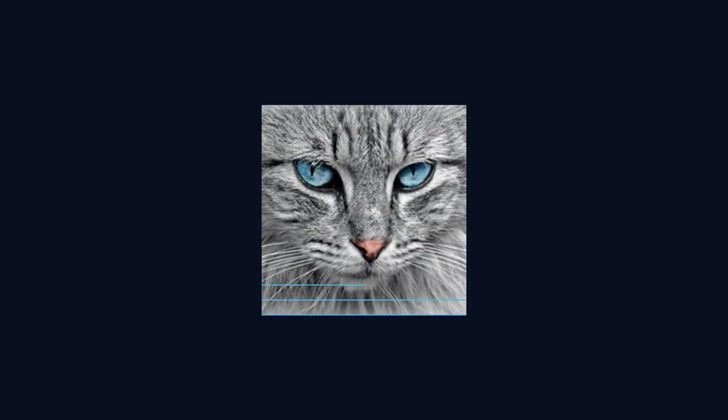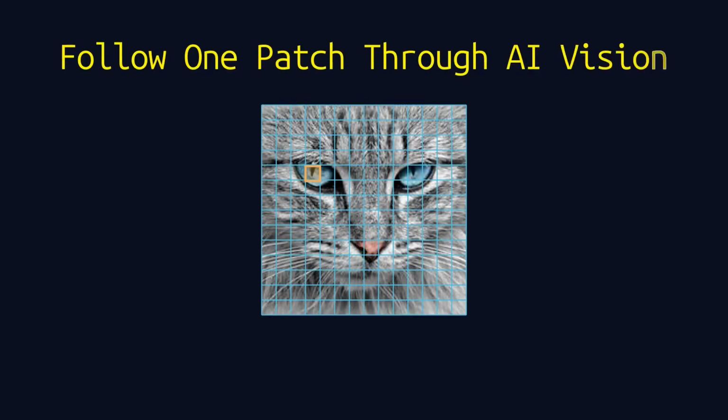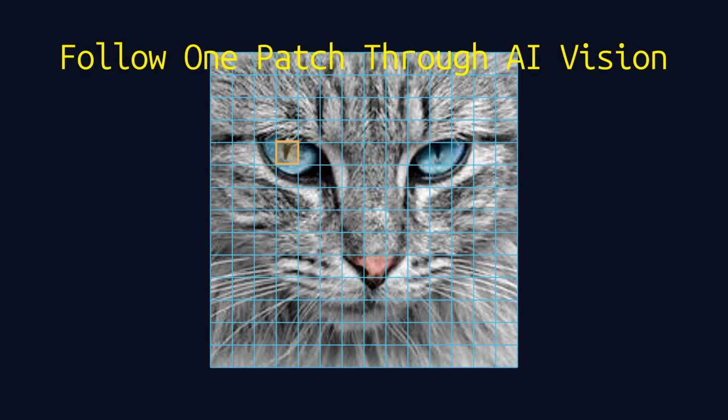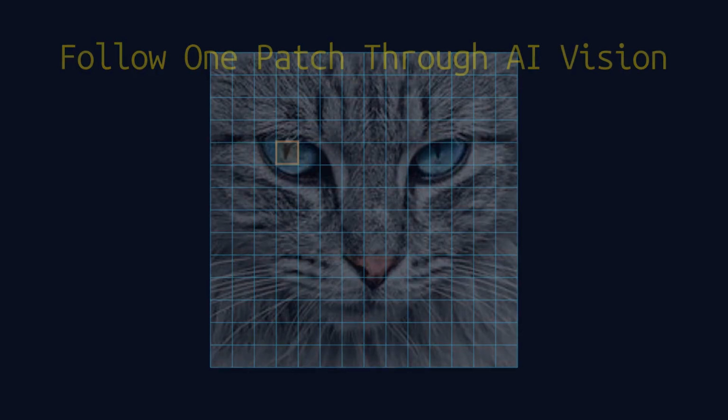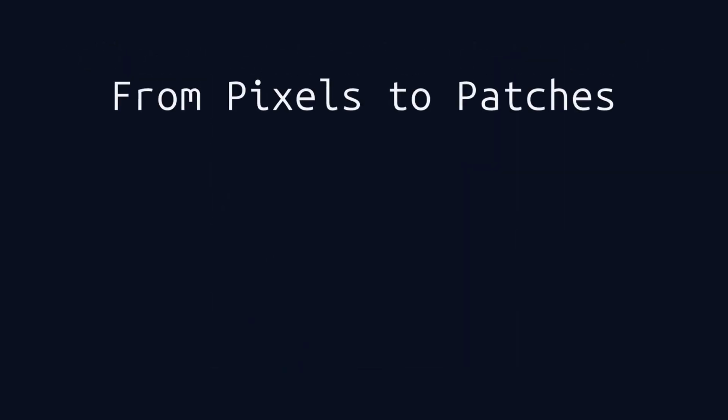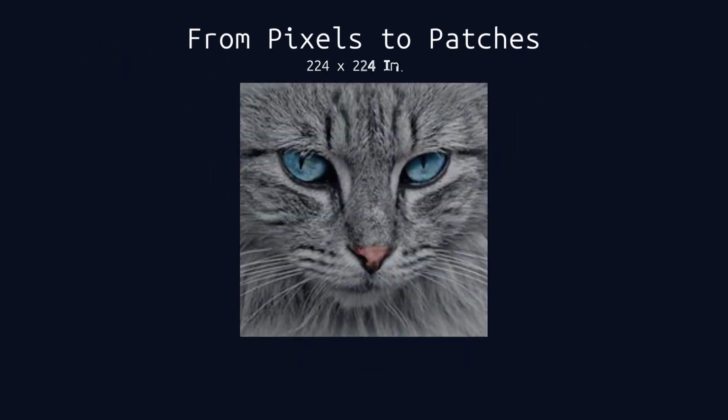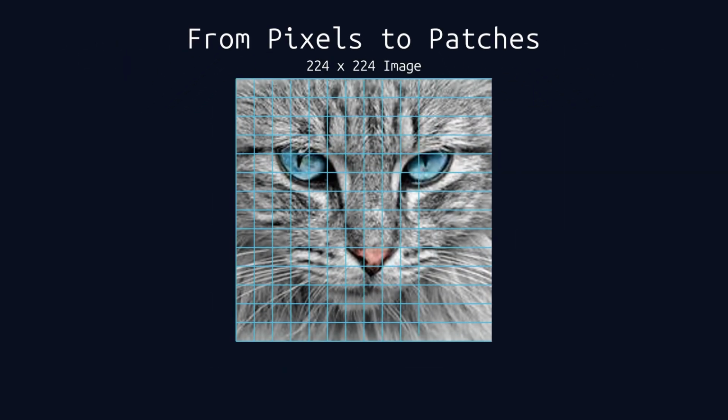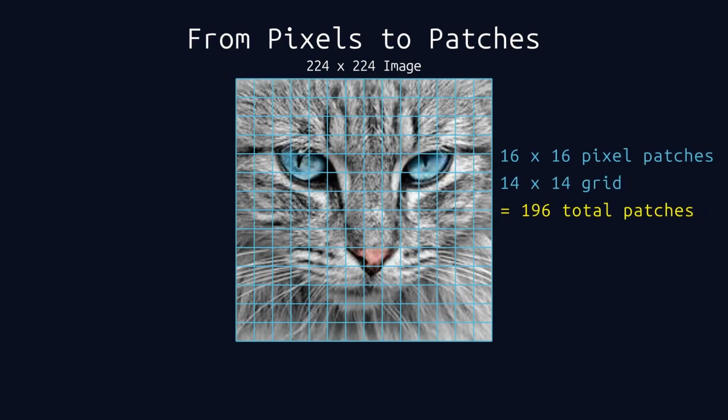Let's follow this single patch, the cat's eye, through a vision transformer and see exactly how AI learns to see. We're going to track one patch through the entire network, from raw pixels to final classification. Unlike text, which comes pre-tokenized into words, images need to be broken down. Vision transformers split images into fixed-size patches, in this case 16 by 16 pixels. Our 224 by 224 image becomes 196 patches arranged in a 14 by 14 grid.